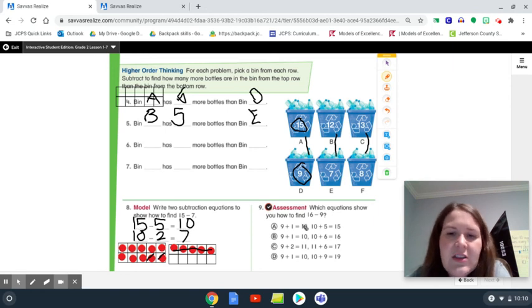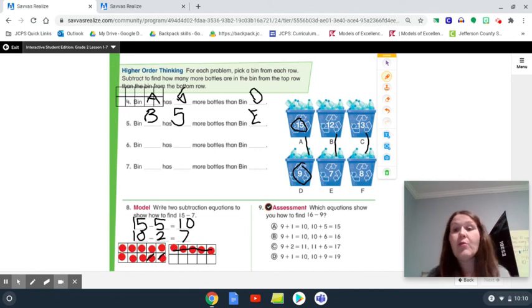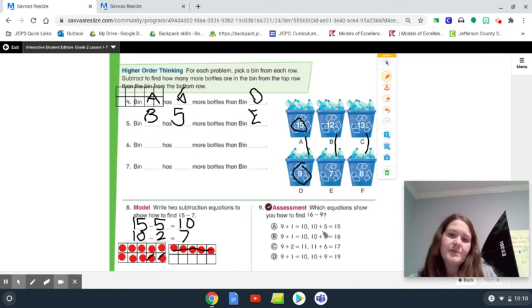So if we have 10, but we want to get 16, how many more are we going to have to add from 10 to get 16? Well, let's count it. Ready? 11, 12, 13, 14, 15, 16. I had to add 6. So this one says 10 plus 5 equals 15. Nope, not going to work. This one says 10 plus 6 equals 16.